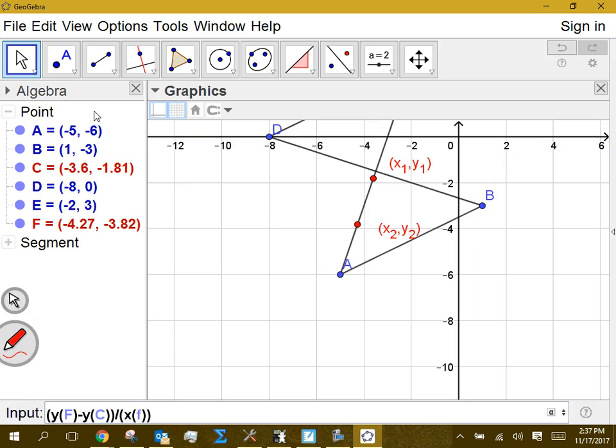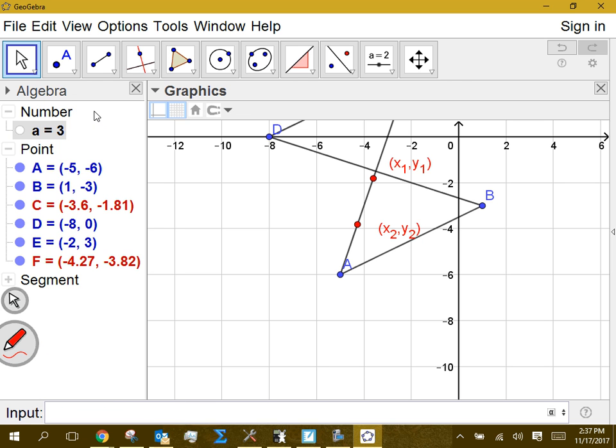We're then going to do the same thing for the x values. So I'm going to say the x value of F minus the x value of C. And when I hit enter, it's going to give me a number. And that number is 3 right now. If I hover over that 3, you see that formula is still in the background, right?